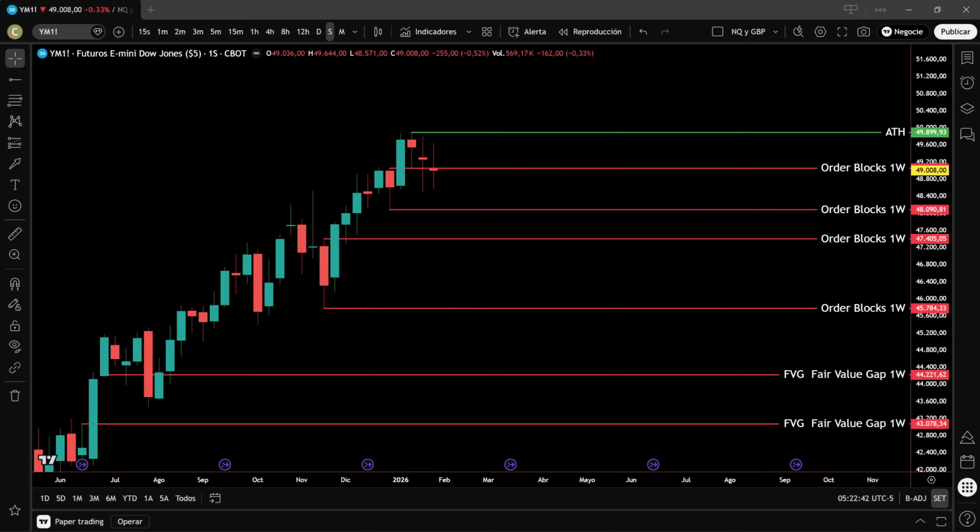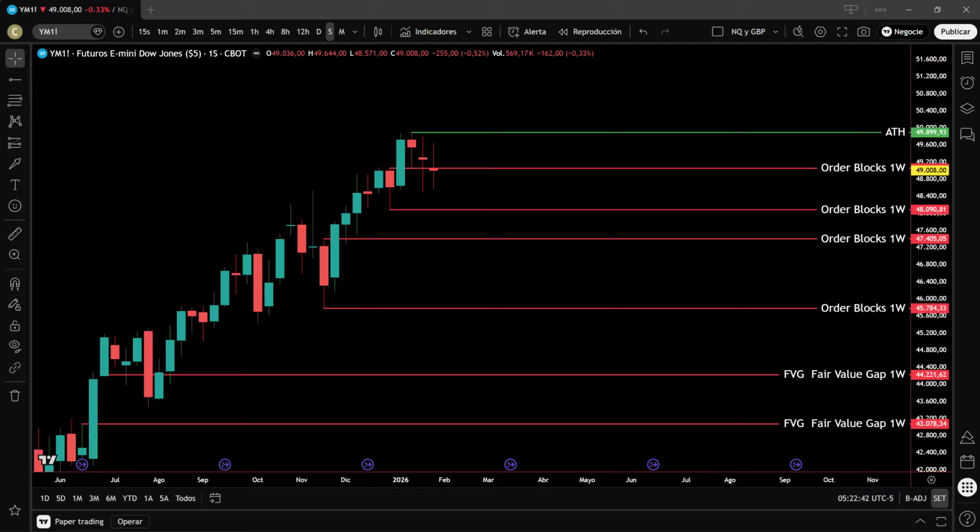We continue our journey with the Dow Jones Industrial Average on its weekly chart. This index displays one of the most solid structures in the current market, having recently reached its ATH, or all-time high, at 49,899 points. It is fundamental to observe the dense network of institutional supports that price has built during its ascent. We have a series of staggered weekly order blocks at the 49,008, 48,090, and 47,405 levels, which serve as contract re-accumulation zones for large funds.